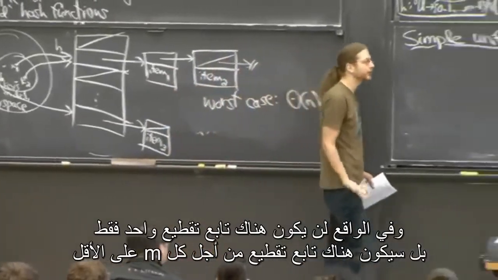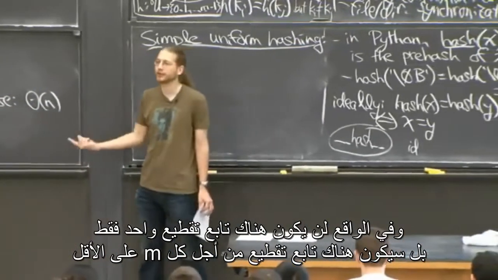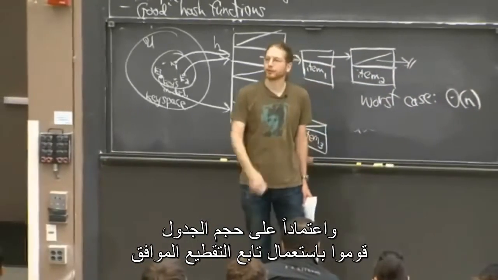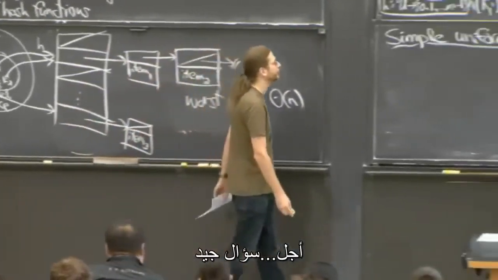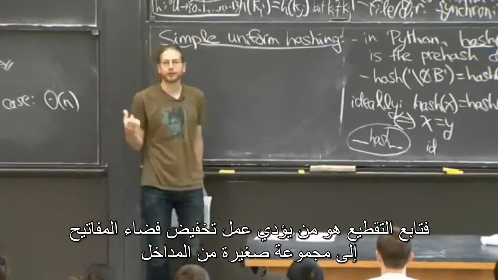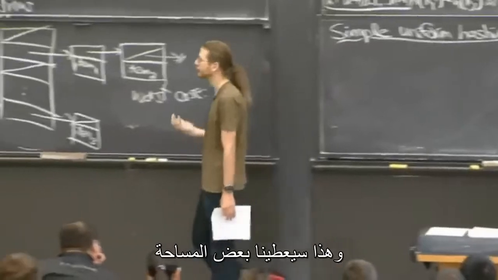In reality, there's not going to be one hashing function. There's going to be one for each m, or at least one for each m. And so depending on how big your table is, you use the corresponding hash function. Yeah, good question. So the hash function is what does the work of reducing your key space down to a small set of slots. So that's what's going to give us low space.